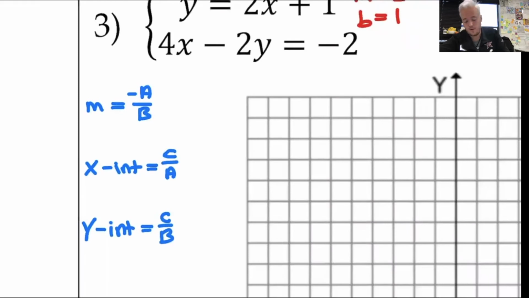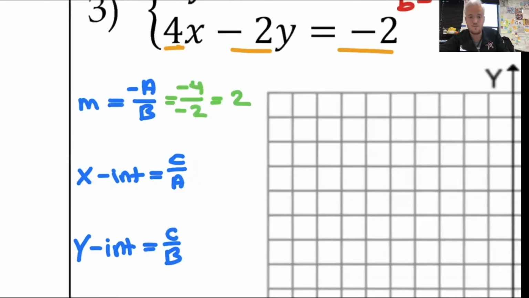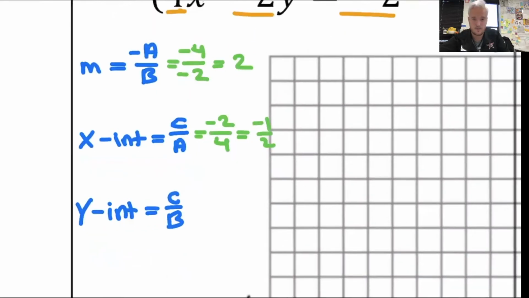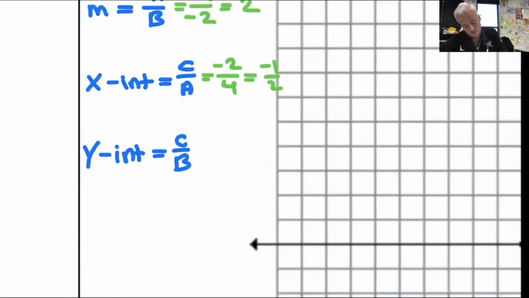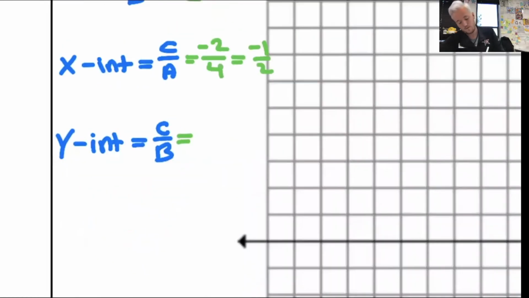All right, so we have an a value of 4, b value of -2, and a c value of -2. So based on these values, -4 over -2, which simplifies to give me a slope of +2. Now for my x-intercept, I'm going to do -2 over +4, which means I'm going to have an x-intercept of -1/2, which is not going to be very easy to graph. All right, so now for my y-intercept, I have c over b, so -2 over -2, which is +1.